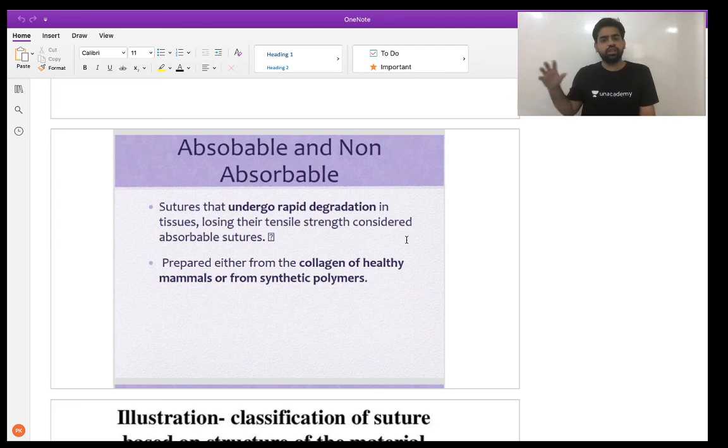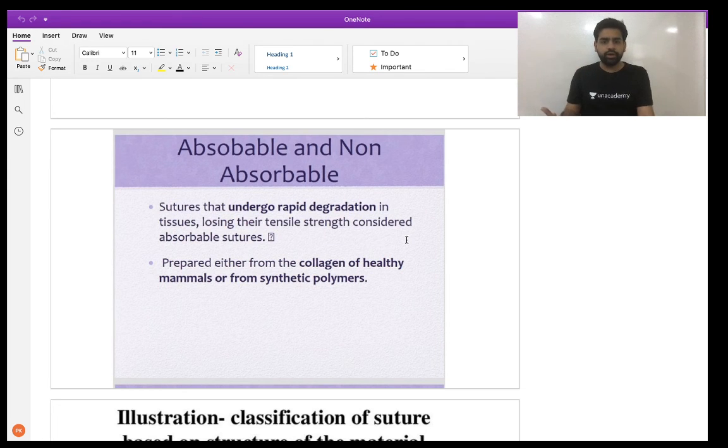But if you have a synthetic absorbable suture, how is it degenerated? This is again very important. A synthetic absorbable suture is degenerated with the help of hydrolysis. So naturally occurring absorbable suture: phagocytosis, enzymatic degeneration. Synthetic absorbable suture: degenerated with the help of hydrolysis.